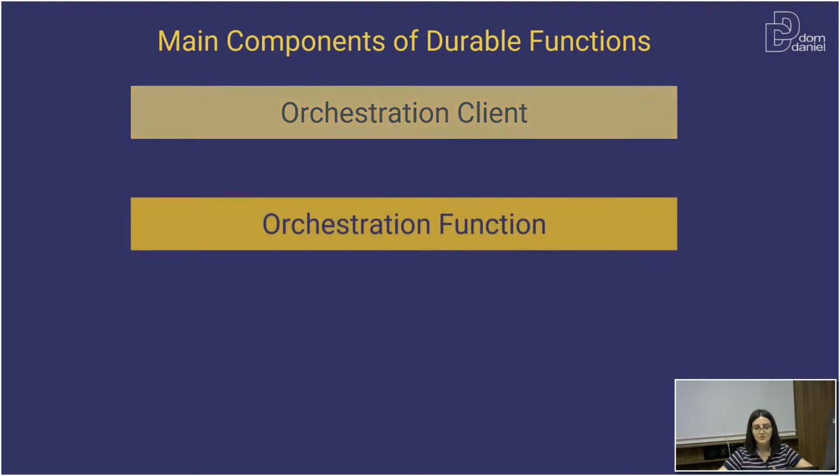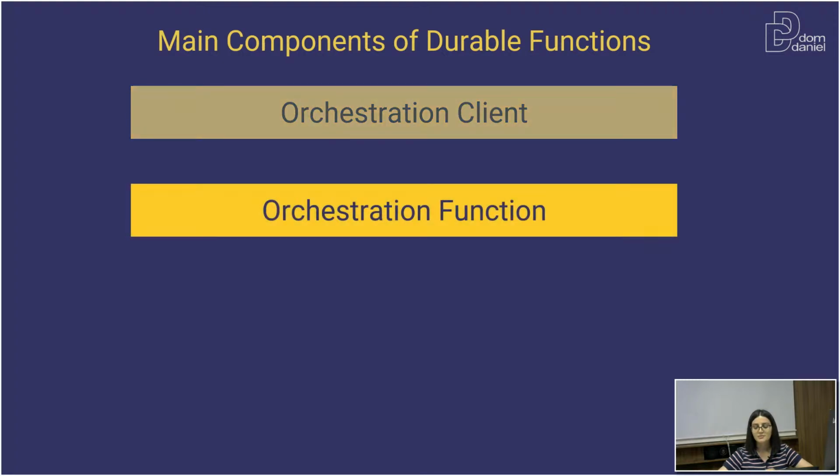The next one is the orchestrator function, and it plays a major role while building a durable function. It is considered to be the heart of the workflow in code, and in this function, you need to write workflows. You can call the activity function from the orchestrator function inside the code. You can also call other orchestrator functions and sub-orchestrator functions from the main orchestrator function.